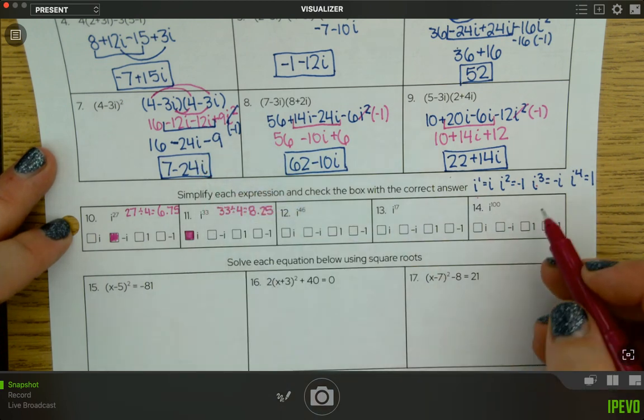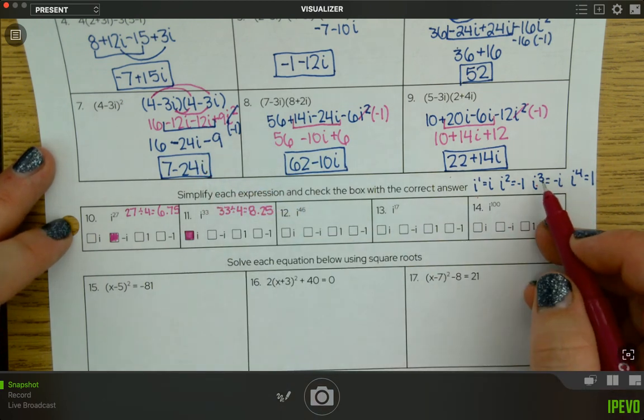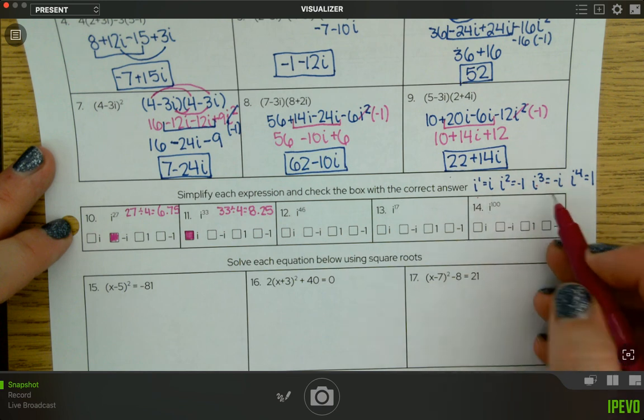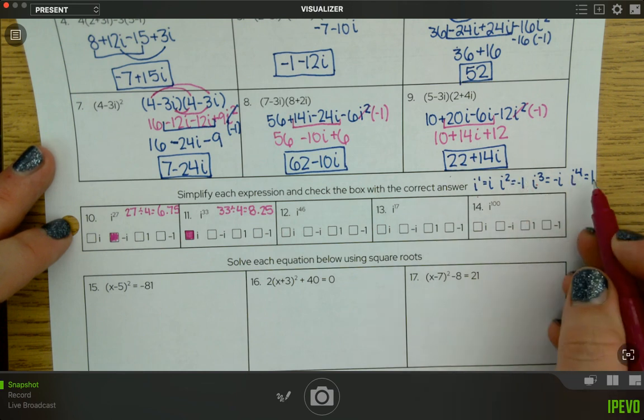So really the only two you have to be confused about are i to the third and i to the fourth. i to the third just adds a negative in front of the i, and i to the fourth is like this one times itself. So all the even powers don't have an i left when you simplify them.